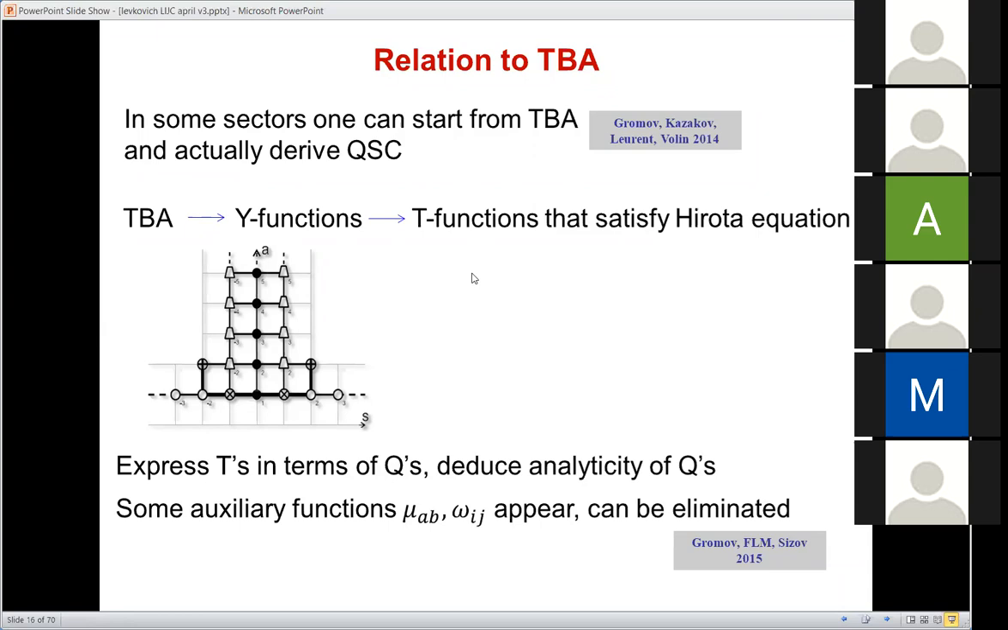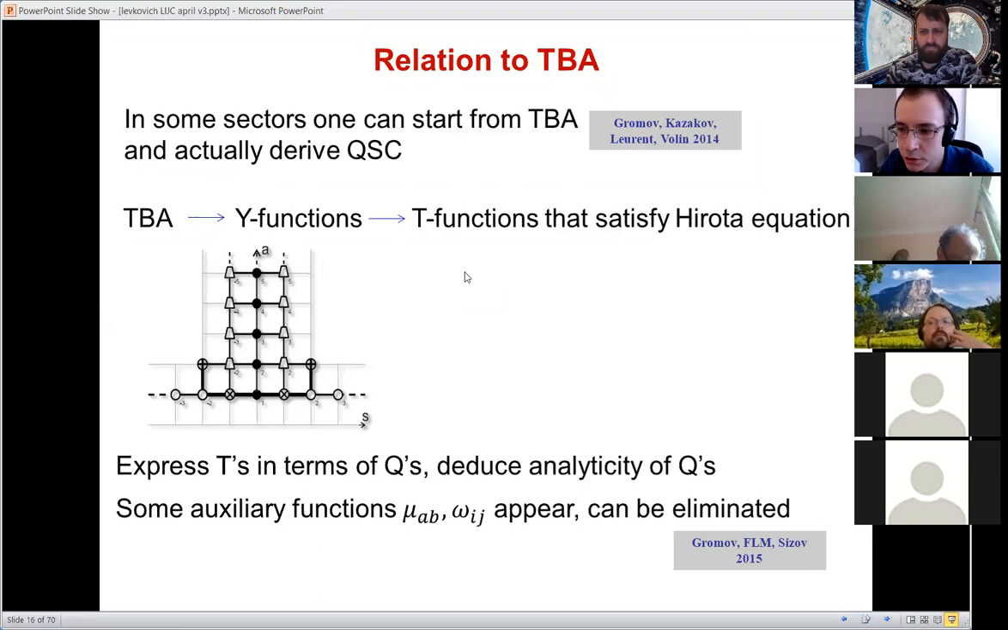So maybe you said it only works in a certain sector? Yes. Strictly speaking, the TBA is only precisely known for some states, right? Because the structure of the driving terms could be very complicated. Yeah, strictly speaking, TBA works for Konishi and similar operators. But it's not a fatality, probably the generalization exists. Nobody cared about it after QSC was discovered.